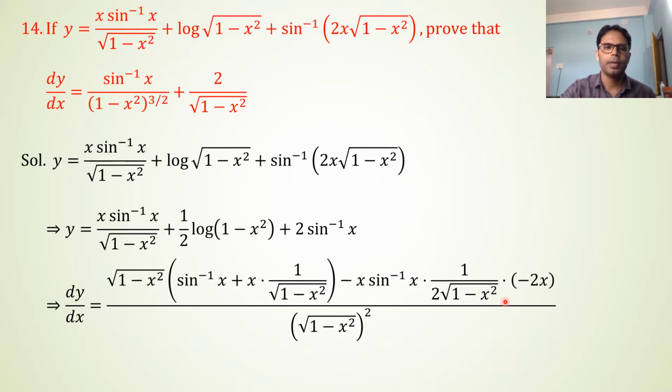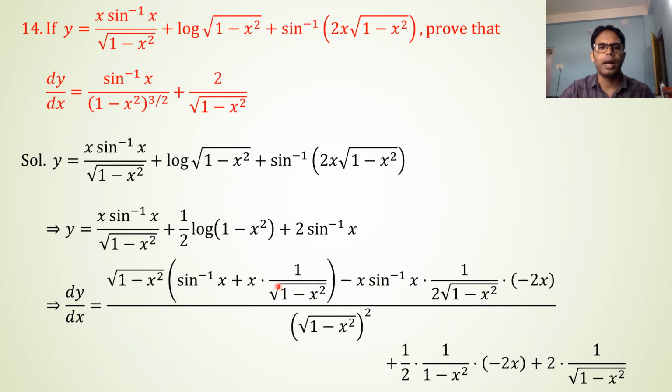Okay, so very simple. First the denominator into the derivative of the numerator, and it is the whole term, minus the numerator into the derivative of the denominator, then plus the derivative of this, plus half is already here, into the log function derivative, which is 1 by 1 minus x square here, into, by chain rule, the differentiation of 1 minus x square, which is minus twice x, then plus this, the 2 will remain the same, and the derivative of this sine inverse x will be equal to 1 by root over 1 minus x square.